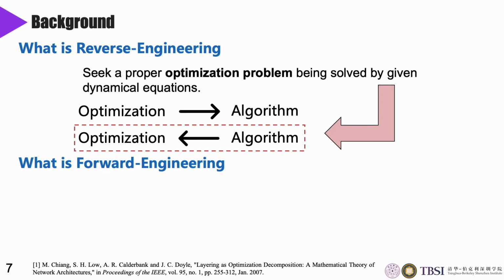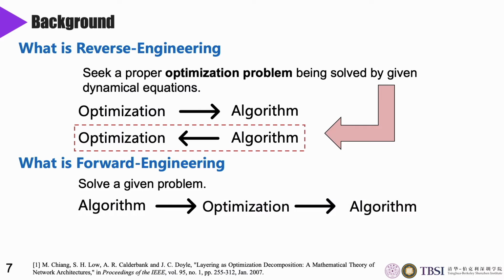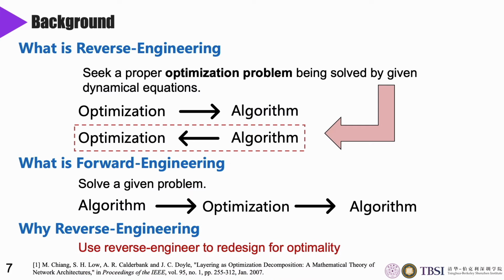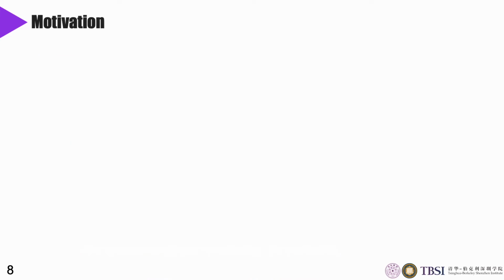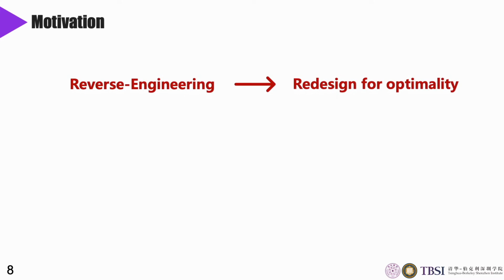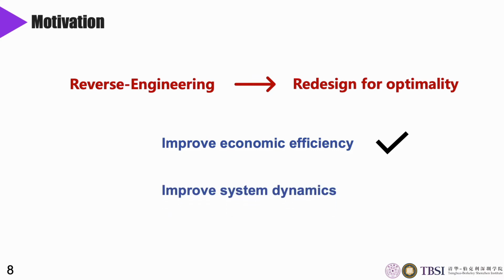And what is forward engineering? It means to solve a given problem. So starting from algorithm, we find the optimization problem, and then we solve it again using other algorithms. And the reason we are using reverse engineering is because it provides the insight for us to redesign for optimality. And there are works that use reverse engineering to improve economic efficiency, but the work to improve system dynamics is still lacking.